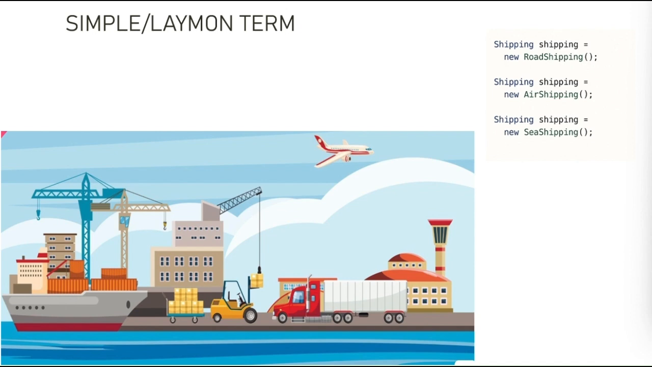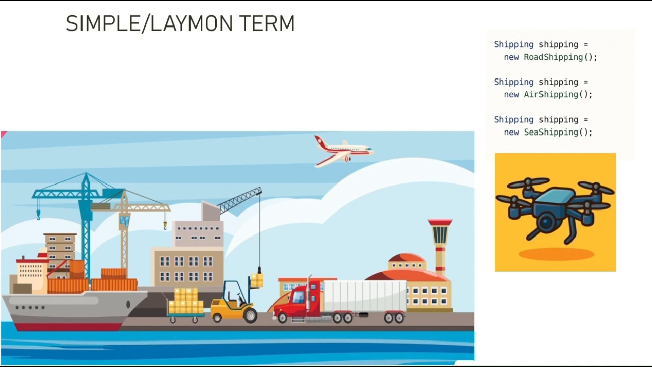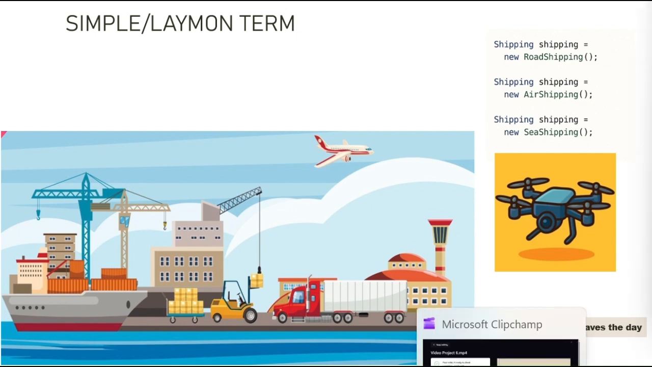Because every time you need to write this condition, and if some new transport needs to be added, then again it will cause an issue. Now, what happens if you want to add a new transport mode like a drone? You will have to modify this logic, violating the open-closed principle, which is one of the SOLID design principles, which says your code should be open for extension but closed for modification. That's where the factory pattern saves the day.